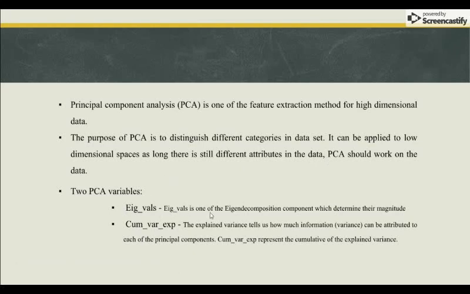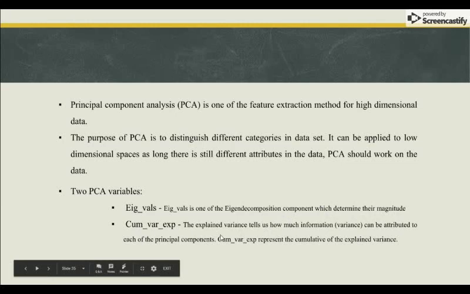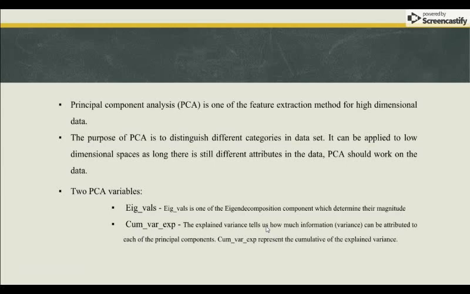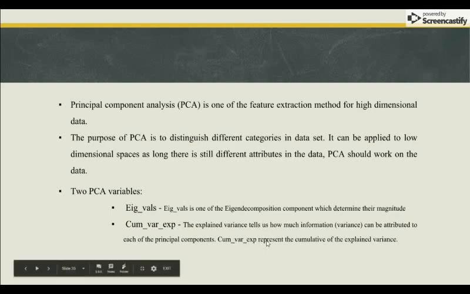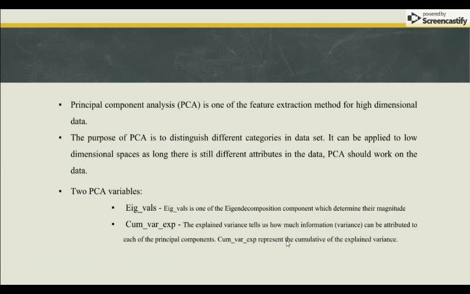Eigenvalues are one of the eigen decomposition components which determine the magnitude. Bar EXP, the explained variance, tells us how much information or variance can be attributed to each of the principal components. Bar EXP represents the cumulative of the explained variance.